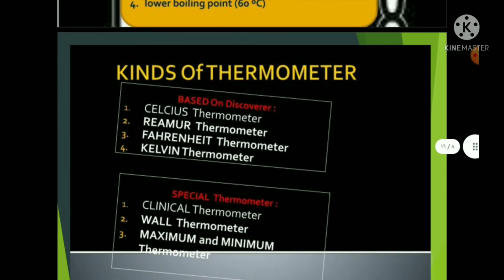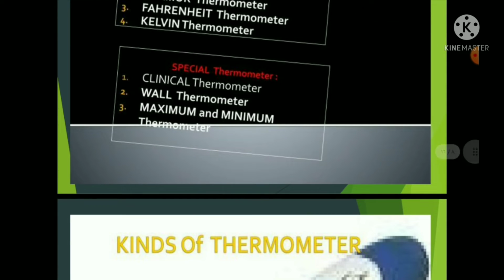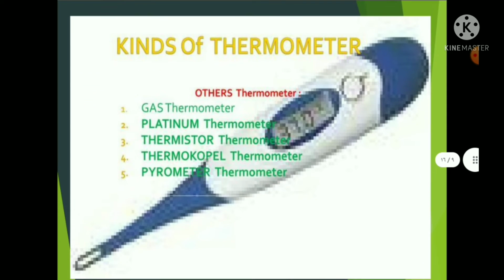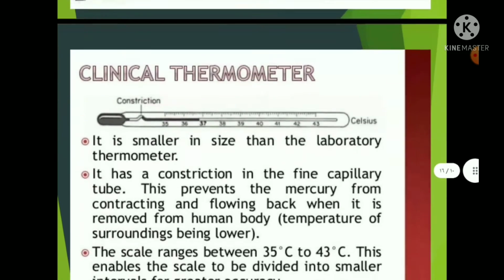Kinds of thermometer we have: based on degree, and special thermometers. Based on degree: Celsius thermometer, remote thermometer, Fahrenheit thermometer, Kelvin thermometer. Here we have the special thermometers: clinical thermometer, wall thermometer, maximum and minimum thermometer. Other thermometers we have: gas thermometer, platinum thermometer, thermistor thermometer, mobile thermometer, barometer thermometer.